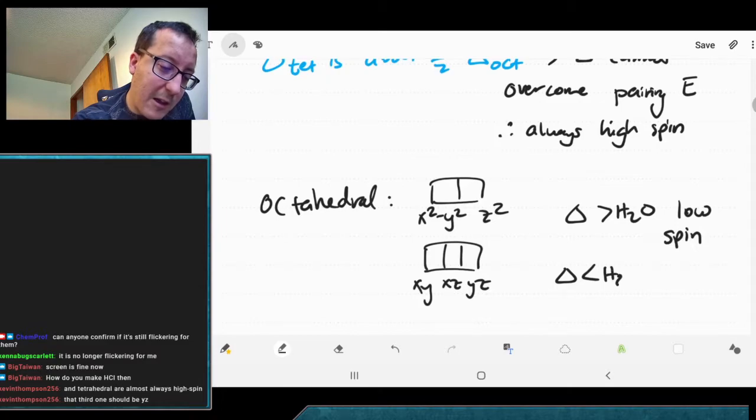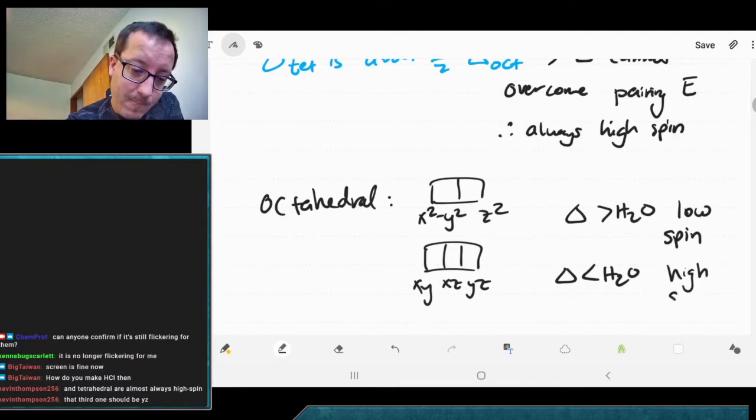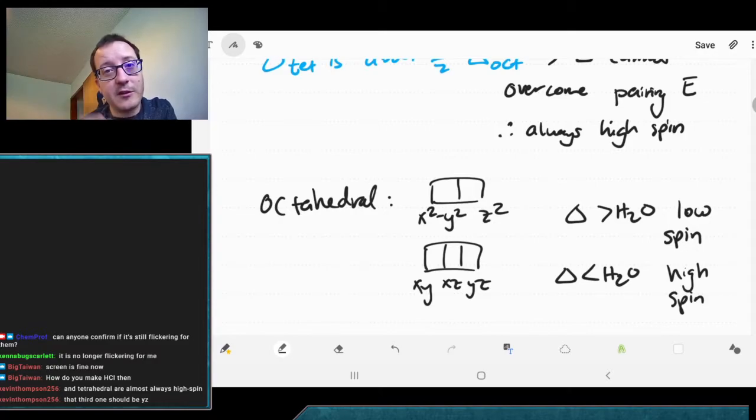If it's less than water, again, this is a rule of thumb. It's not a hard and fast rule. Water is kind of that middle point in your spectrochemical series of all those ligands. If yours is greater than water, then you'll probably have a low spin complex. If yours is less than water, you'll probably have a high spin complex for octahedrons.